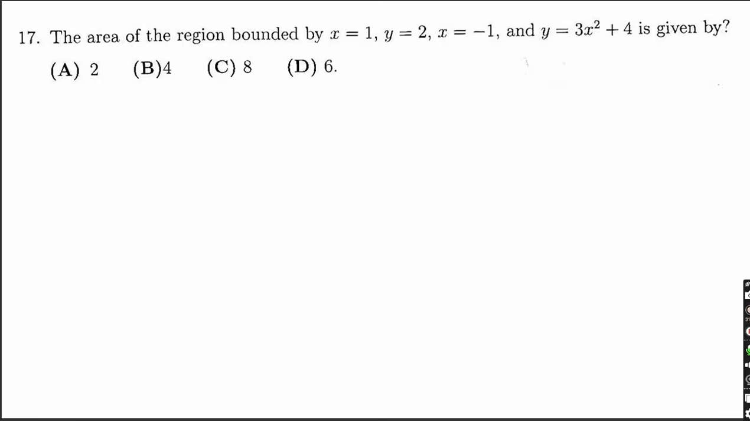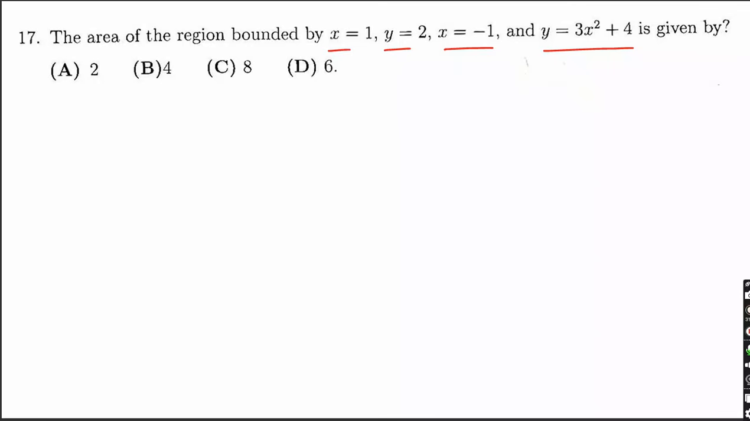So we have another question. The area of the region bounded by x is equal to 1, y is equal to 2, and x is equal to negative 1, and y is equal to 3x squared plus 4 is given by. So yeah, we need to find the area. This is application of integration, so we can apply integration in finding the area.